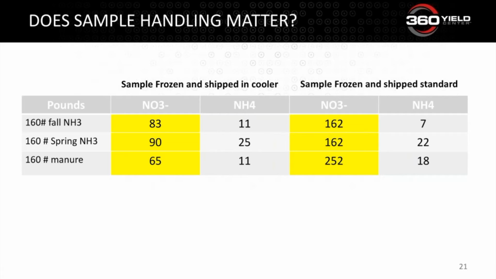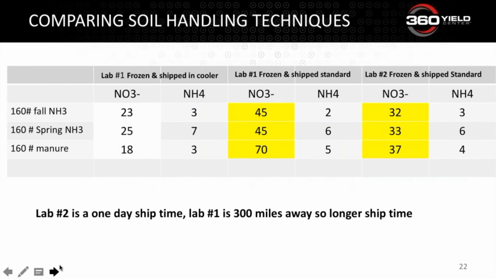And look at where we had that manure, those numbers converted to pounds. It was pretty surprising that the differences, again, same sample, same lab, the only difference here is one sample was frozen and shipped standard, the other was frozen and shipped in a cooler to keep it cool. And there are the differences we found. Now, what we also did with that same sample, and I want you to focus on the 2 right columns, okay?